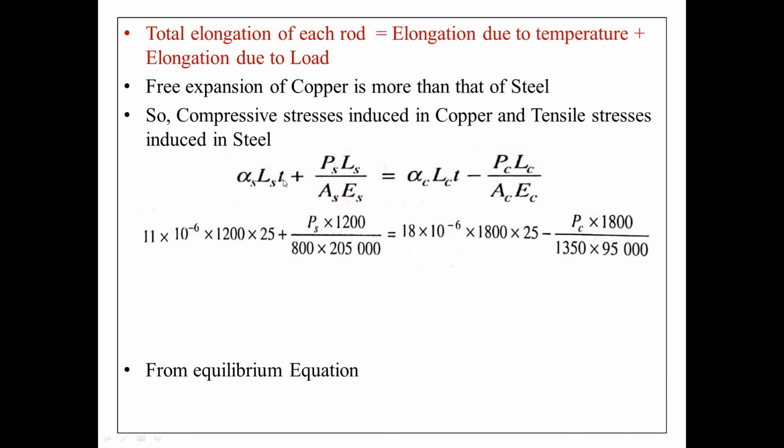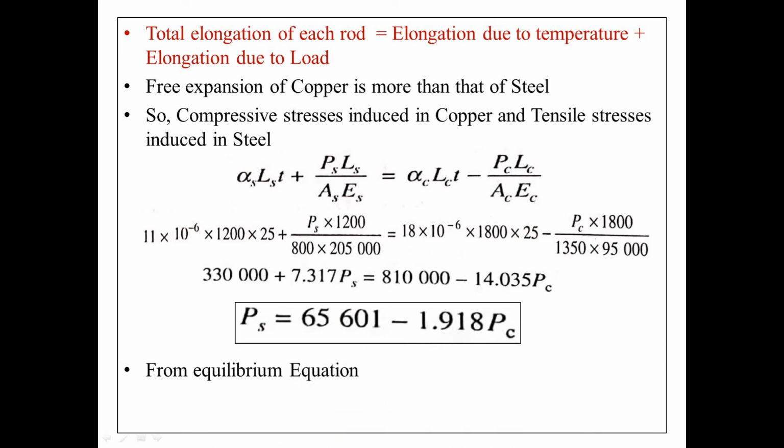So putting the values, value of T 25, value of L 1200, value of alpha S, value of alpha C, value of L_c, value of T. P_c and P_s are not known to you, so we are supposed to calculate P_s and P_c. So we get the generalized equation, P_s is equal to 65,601 minus 1.918 into P_c. This is the first equation we get.